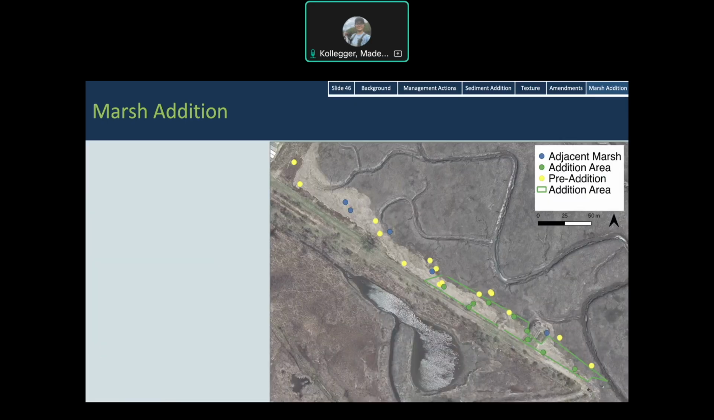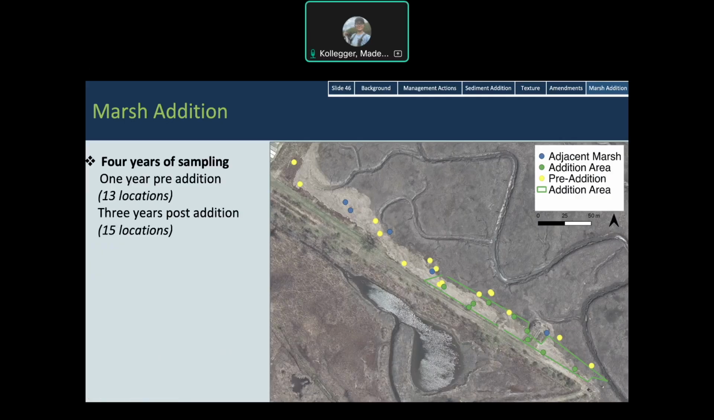What we did in this experiment, well, it wasn't an experiment. What we did was evaluate different metrics before and after the addition. We did 4 years of sampling: 1 year pre-addition at 13 different locations, which you can see in yellow, and then 3 years post-addition at 15 different locations. The addition occurred in this green box down here, and we sampled at 10 sites, which you can see in the green dots, on the addition, and then 5 sites in blue, which you can see off the addition.